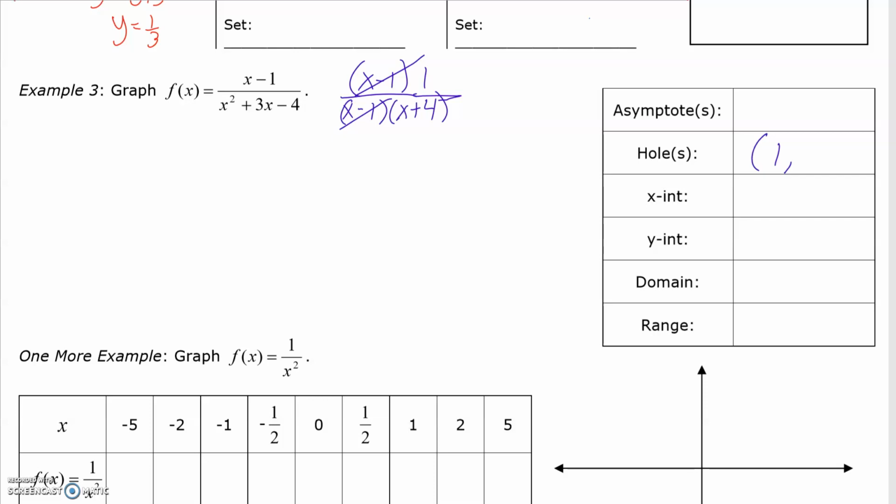But anyway, here's my simplified equation of 1 divided by x plus 4.